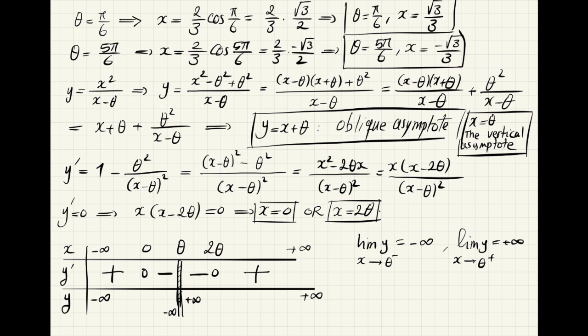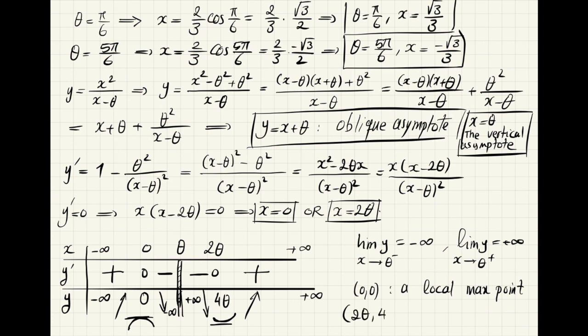Okay, and then of course, if I go back to my function and put x equal to 0, what I get is just 0. So it's easier to put it here. If I put x equal to 0, then y is equal to 0. And if I put x equal to 2 theta in my function, then it becomes 4 theta. It's easy to see that. So here the function goes up, the function goes down, the function goes down, and the function goes up. So you see that this point is a local maximum point, and this point is a local minimum point. So 0 and 0, a local max point. And then 2 theta and 4 theta, a local min point.